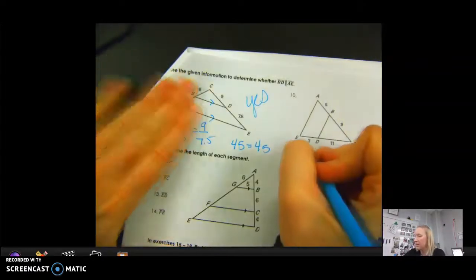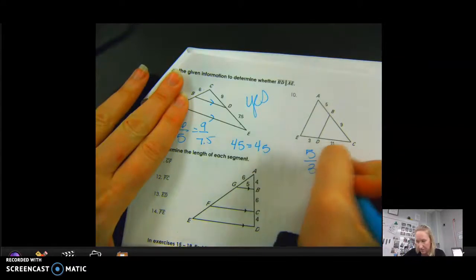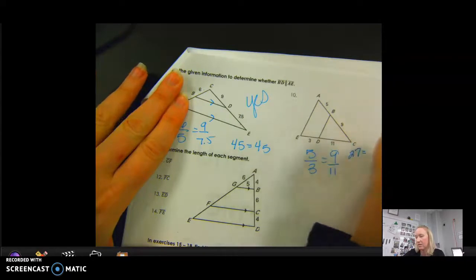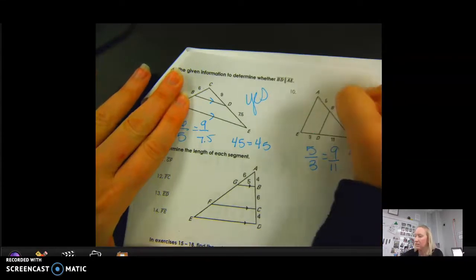Same thing here. I'm going to do 5 over 3 should equal 9 over 11. Cross multiply. 9 times 3 is 27. That should equal 5 times 11, which is 55. That would be no.